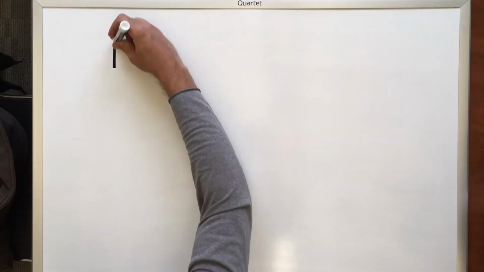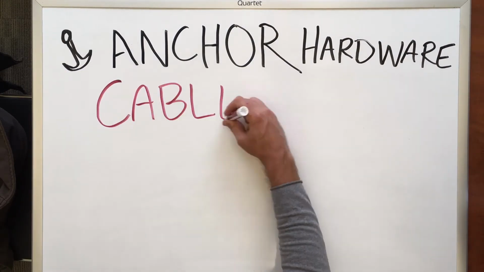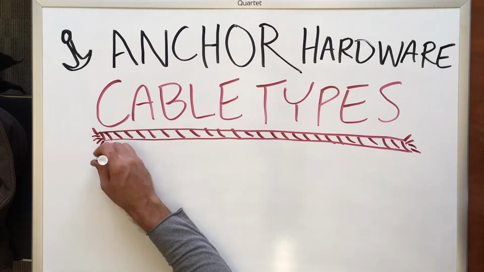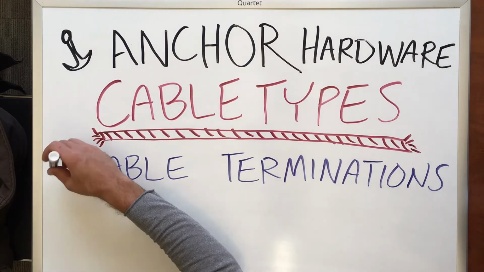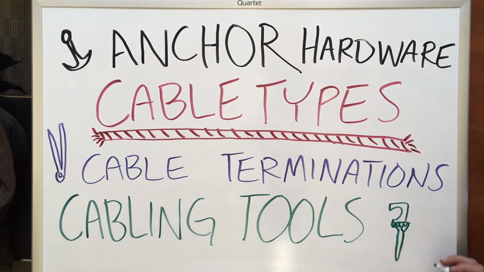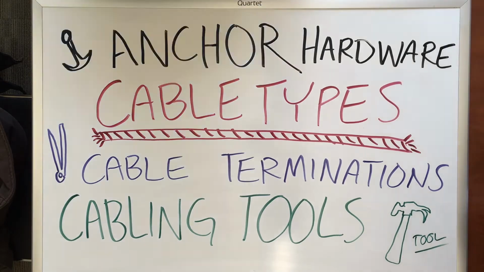Now that we understand the overall technique, we need to review some basic hardware and tools used for static cabling. It may be helpful to break this down into anchor hardware, cable types, cable terminations, and cabling tools. After this, we'll wrap this section up by discussing a newer alternative to cabling with metal cables.